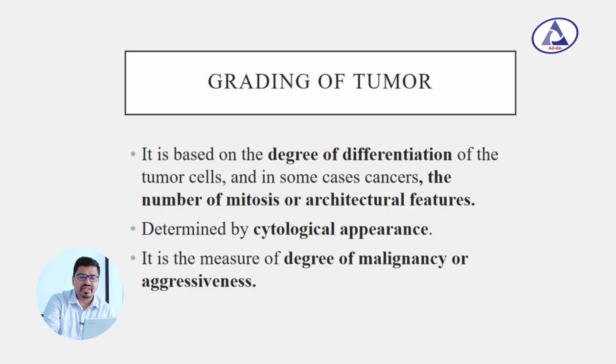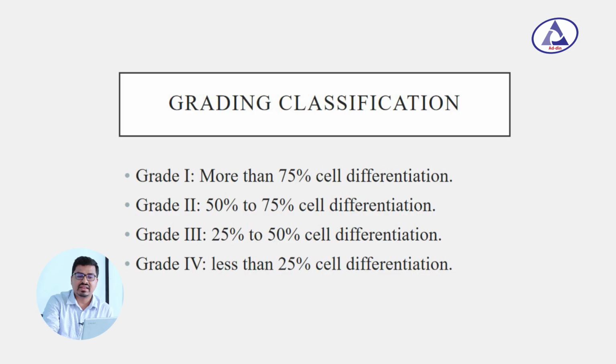Now, I am showing you grading of the tumor. What is grading? What is staging? Grading is based on the degree of differentiation of the tumor cells, and in some cancers, the number of mitoses or architectural features. It is determined by the cytological appearance. It is the measure of degree of malignancy or aggressiveness. Grading classification: grade 1, grade 2, grade 3, grade 4.